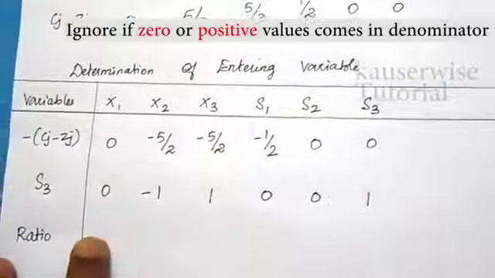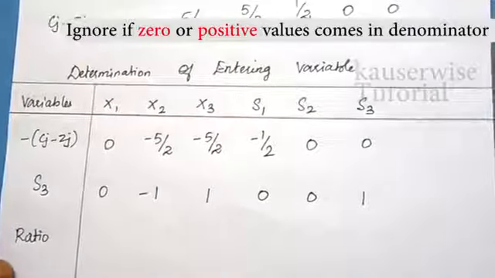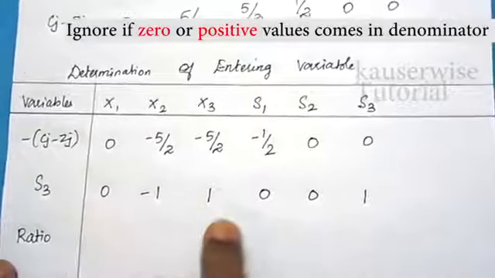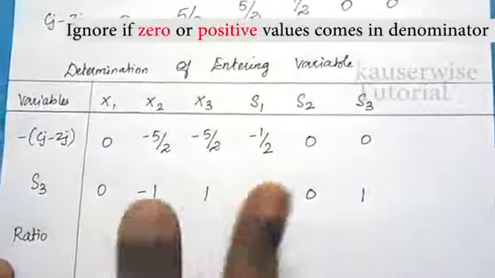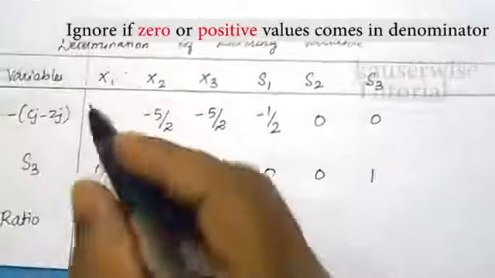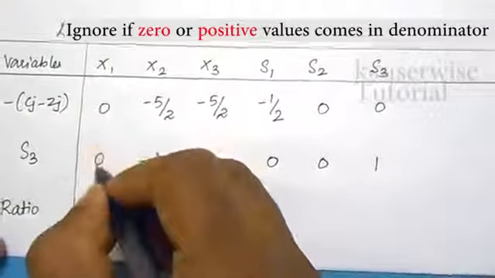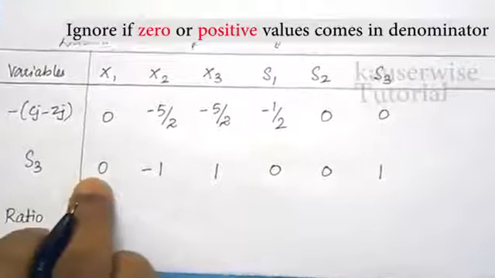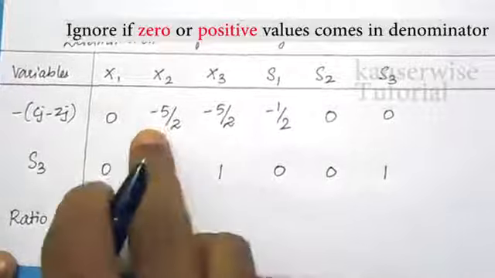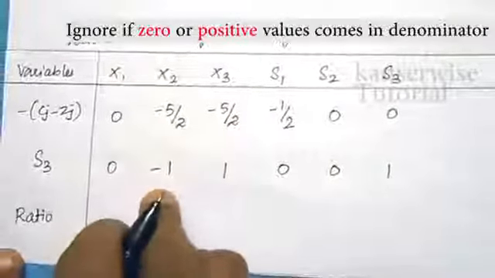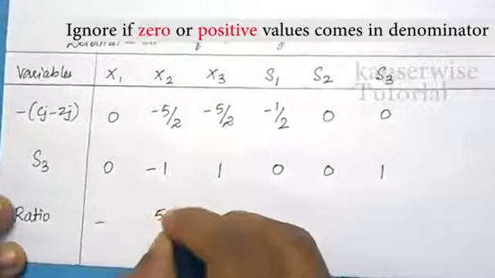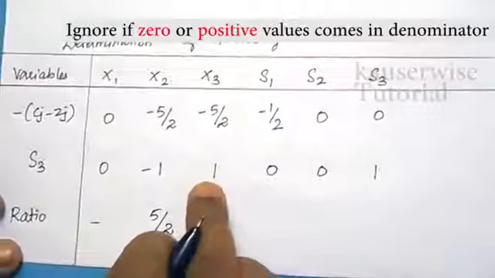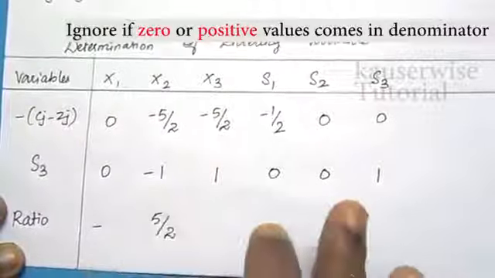While we find the ratio, we have to see two things. Just ignore any zero value in the denominator or any positive value in the denominator. These are the two things you must see. First one, 0 divided by 0. No need to find any ratio for this because we have got 0 in the denominator. And second one, minus 5 by 2 divided by minus 1 is equal to plus 5 by 2. For x3, here we have got a positive value in the denominator, so we need not find any ratio.